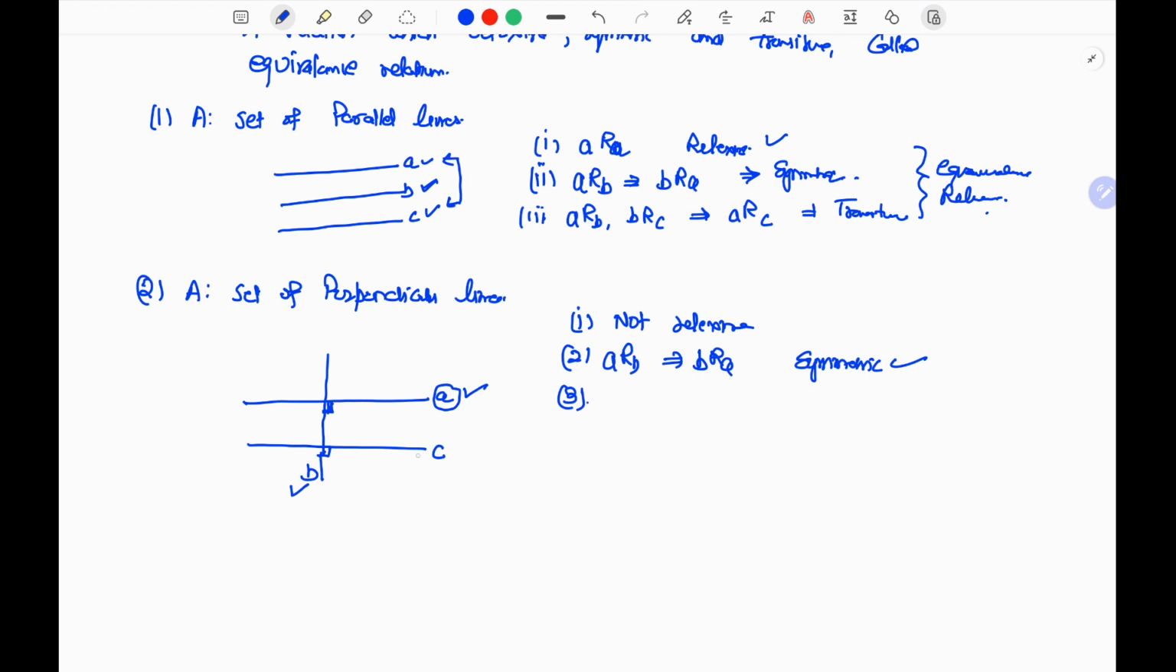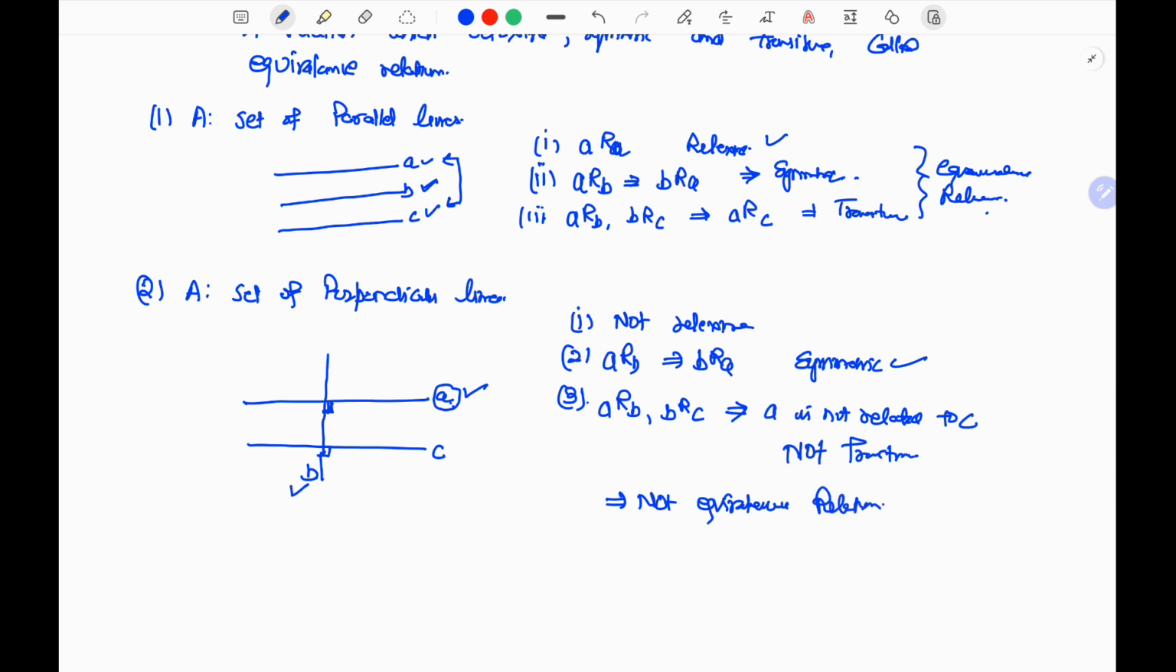Third one, here if we see a is perpendicular to b, so a is related with b. b is perpendicular to c, again b has relation with c. Now if we check a and c, they are not perpendicular but parallel. So we say a is not related to c. That means the relation is not transitive. This implies that it is not an equivalence relation.